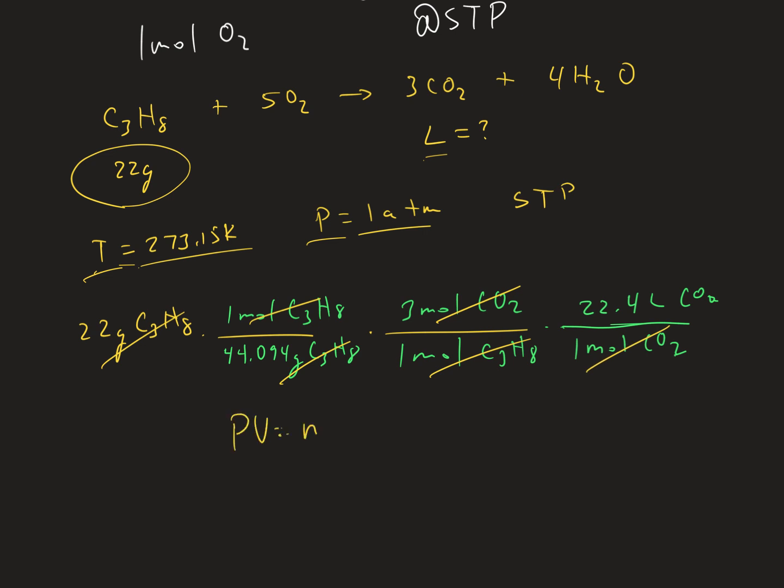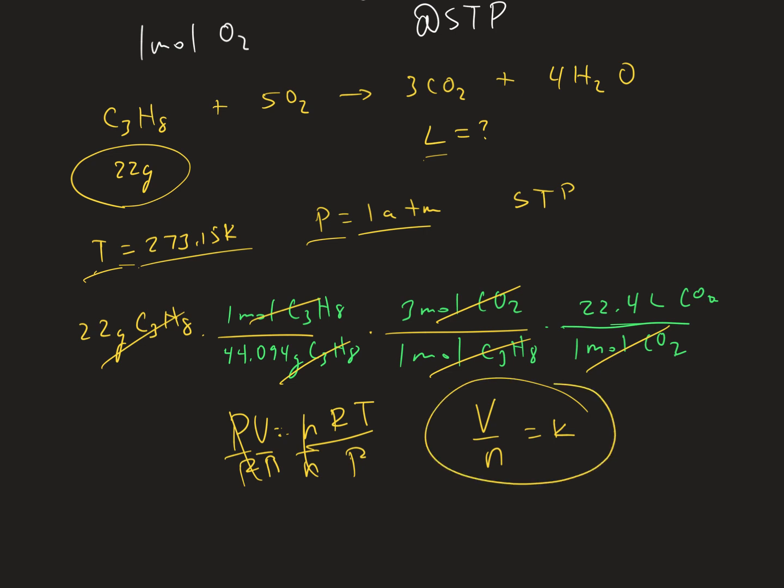PV equals nRT. Temperature and pressure are constant. That means V over N is also going to be constant. And this is just Avogadro's law. This is the same law, just broken down a little bit. And this tells us we have 22.4 liters per mole since it's a standard temperature and pressure. If you forget that number, can we just use this formula? Yeah, we can.